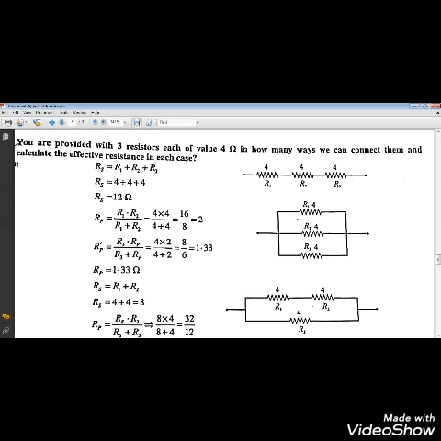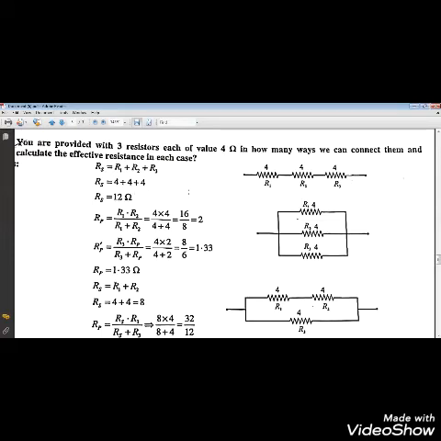If they are connected in series, we have to take the effective resistance as Rs is equal to R1 plus R2 plus R3. Then all values are the same, 4 plus 4 plus 4, so Rs is 12 ohm.